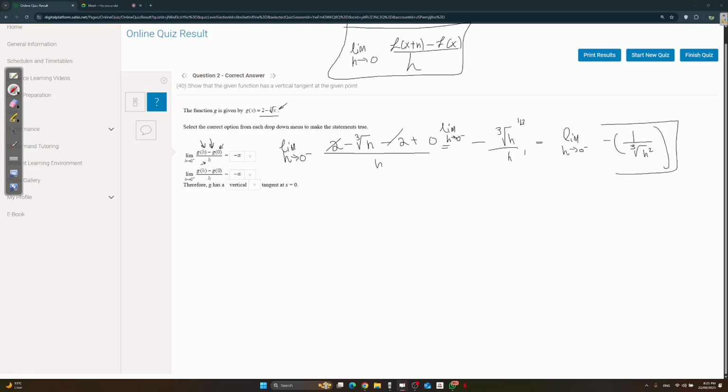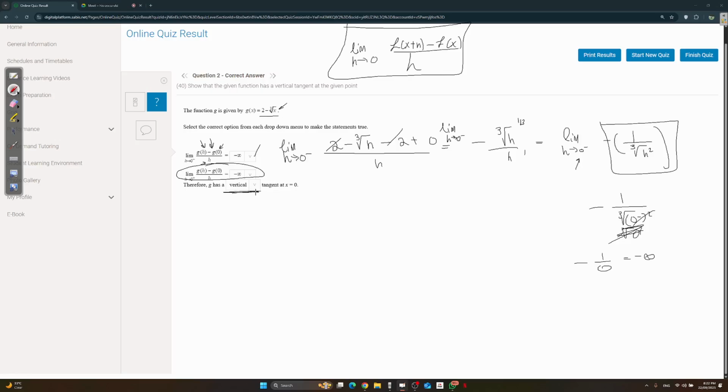So you get this. Now, approaching 0 minus, it's going to be negative 1 over cube root of 0 minus squared. 0 minus squared becomes 0 plus, because you're squaring, so it becomes positive. Cube root of 0 plus is just 0. So negative 1 over 0, which is negative infinity. That's that. Now for this one, it's the same exact steps.